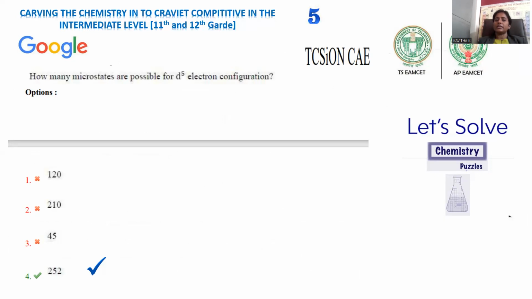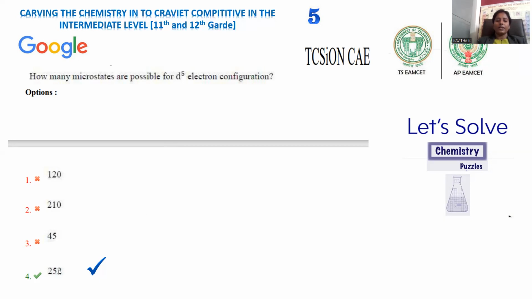This is the question collected from the Telangana Gurukulam Degree College Lecturer Entrance Examination. How many microstates are possible for a d5 electronic configuration? It is a question from inorganic chemistry, microstates. A d5 system is provided to you. How many microstates are possible for this system? We need to assign. Among all the options, option 4 is the correct answer. That is, 252 microstates are possible for a d5 electronic configuration.